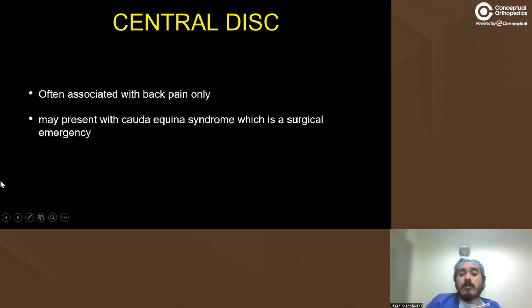Now, whenever we talk about a central type of disc herniation, I'm now going to talk about features basically of the specific type of disc. Central disc generally is associated with back pain only, and these are the most notorious discs, and these patients may present to us with a cauda equina syndrome, which is a surgical emergency. We are going to discuss cauda equina in the subsequent sessions. So, central type of disc herniation, these patients may present to you with a discogenic back pain only without any radicular pain. In severe cases, they may present to you with bilateral radicular pain.